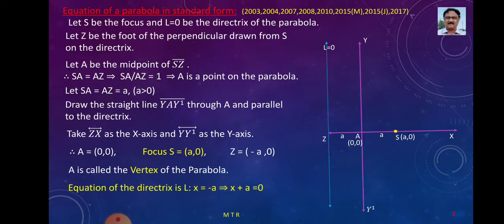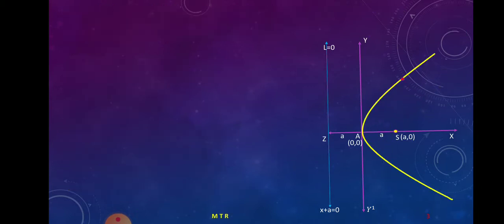Equation of the directrix. Here observe the directrix L = 0 is parallel to the y-axis and a units to the left side of the y-axis. So the equation of a line parallel to the y-axis is x equal to, so the distance is a but on the left side of the y-axis, so x = -a is the equation of the directrix. That is, x + a = 0 is the equation of the directrix. Okay, this is the equation of the directrix: x + a = 0.